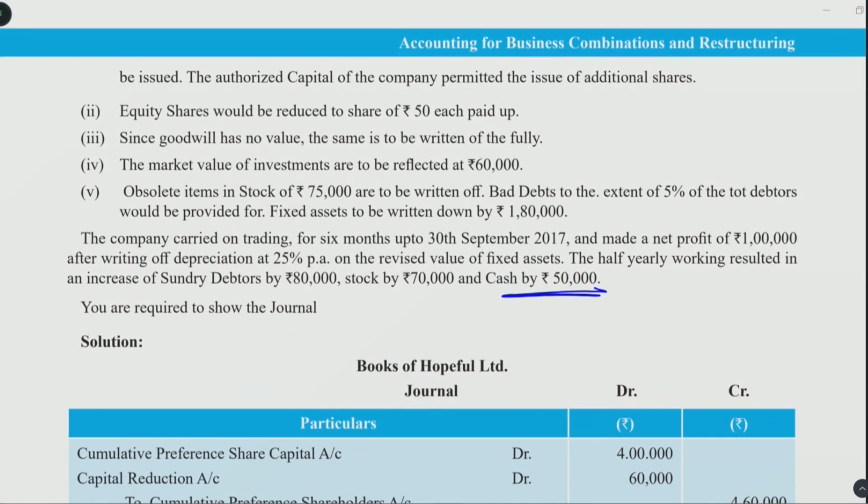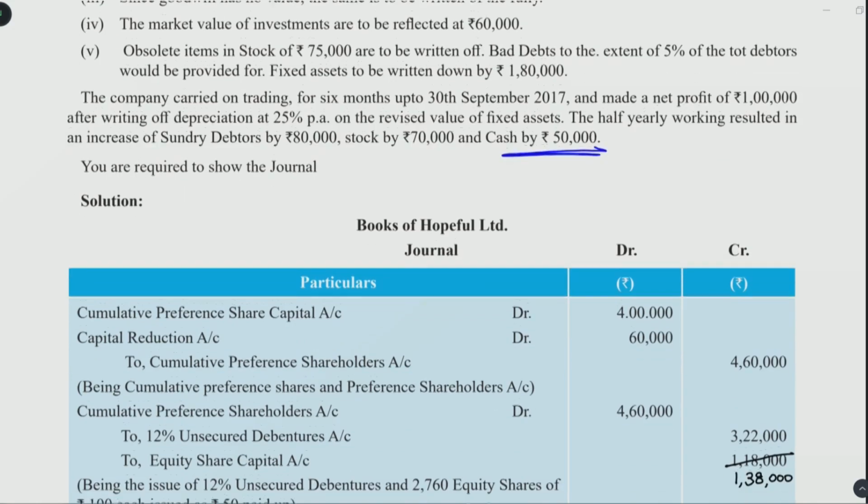Look at one thing. What is given in this line? You have made a profit of 1 lakh. Your debtors increased by 80,000. Your stock increased by 70,000. And your cash increased by 50,000. So debtors, stock and cash, all three got increased by 80,000, 70,000, 50,000. If you sum it up, how much is it coming to? It is coming to 2 lakhs, correct? So 2 lakhs is the total increase in your assets, supported by 1 lakh of net increase in the profit.